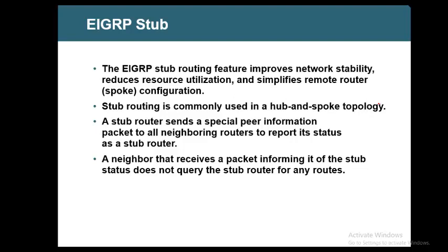The fourth point says the neighbor that receives the packet informing it is a stub does not query the stub router for any routes.